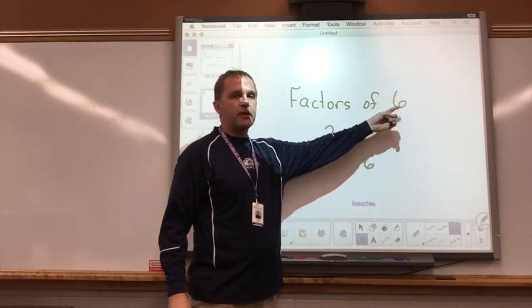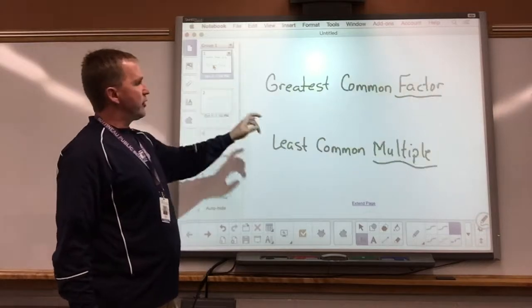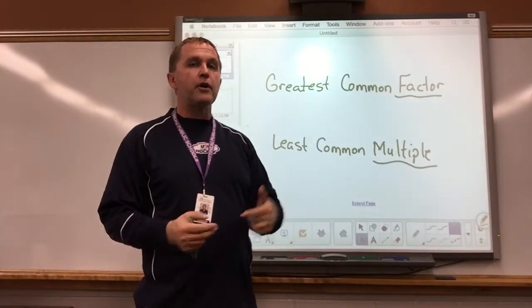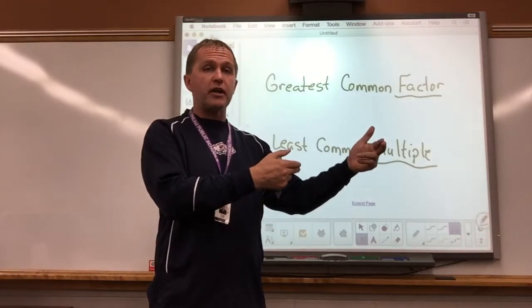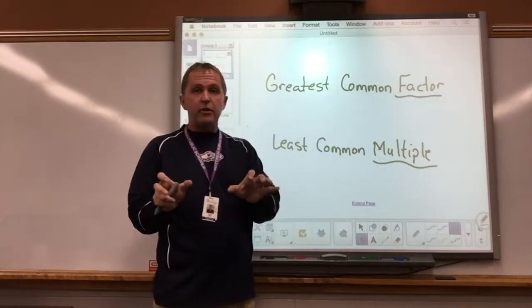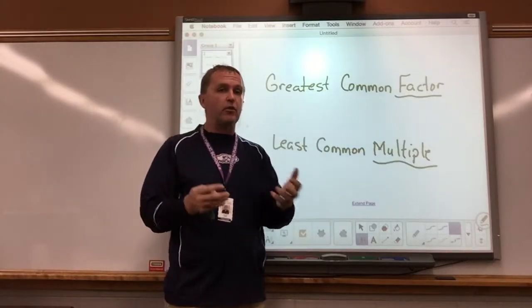these are the numbers that go into 6. So when we ask for the greatest common factor, we're actually asking for the largest number that goes into both of the numbers we're talking about. This number is not going to be bigger than the numbers that are there. It's actually going to be smaller because factors are numbers that go into them.